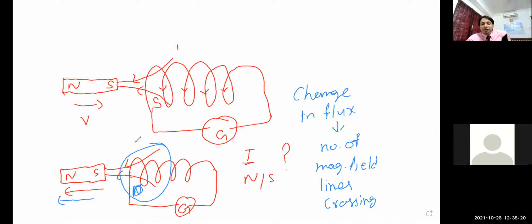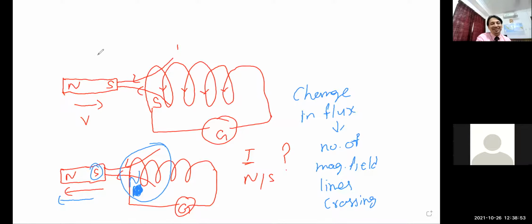So now current is there, but what is the direction of current? Clockwise or anti-clockwise? To find it, you have to use Lenz's law. What is Lenz's law? It always opposes the motion. Always opposing the motion means that if the magnet is going away and the south pole is there, then it is obvious that it will create a north pole here, so that the magnet won't go away. Because the magnet is going away, it is inducing a current because the flux is changing.